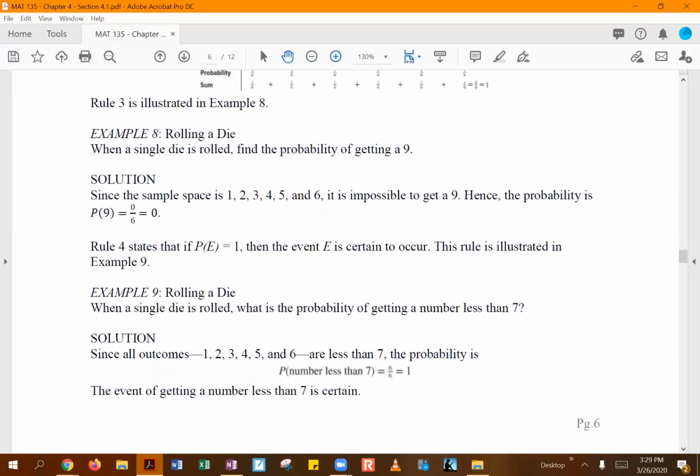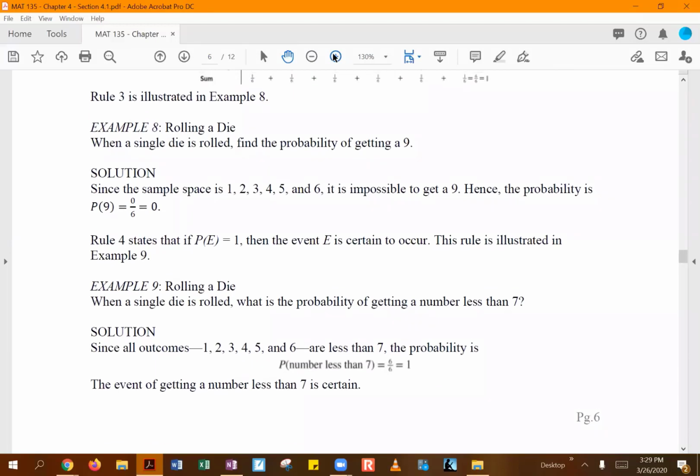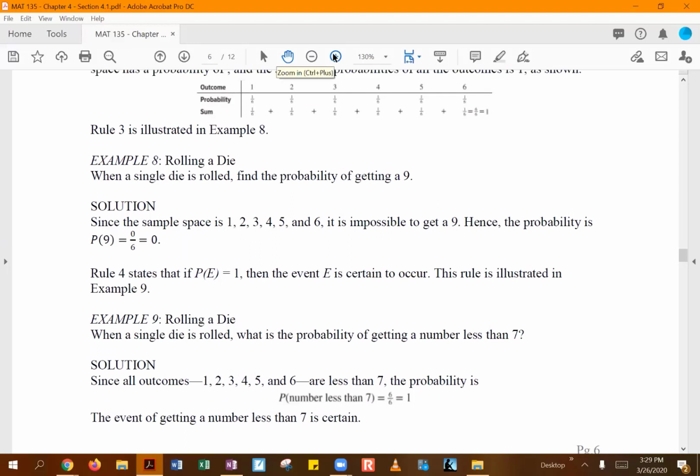All right, let's look through these examples here, and then we'll pick an example from our textbook. So again, they're talking about when a single die is rolled, find the probability of getting a 9. So we know a single die only goes from 1, 2, 3, 4, 5, and 6 on the faces, which means 9 is not a possibility. So that means the probability of 9 is going to be 0. So this is an event that is impossible to occur, and it's going to end up getting 0.